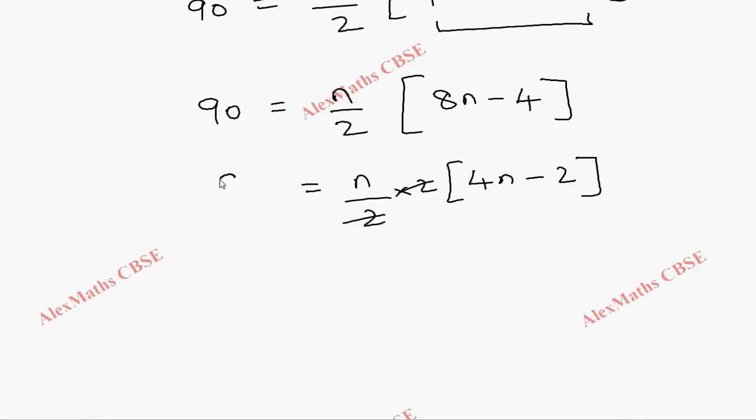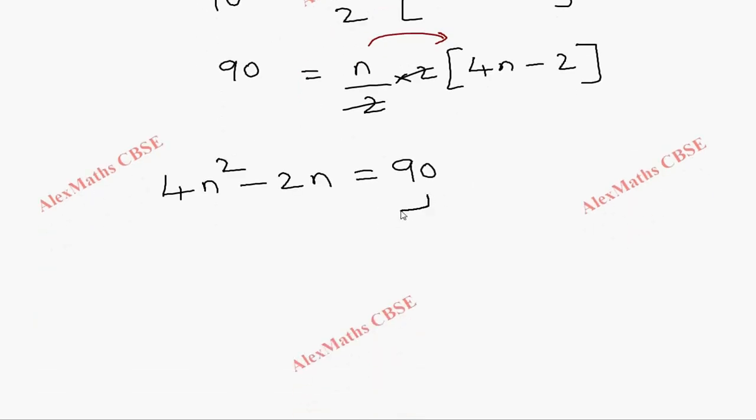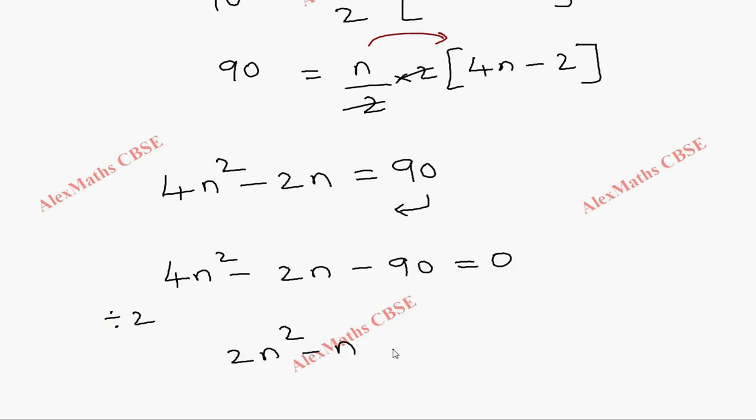Now finally this is 90 on the other side. We are going to multiply this n inside with both the terms. So 4n square minus 2n equal to 90. And we have written left hand side and right hand side by interchanging it. Now this 90 is taken to the other side. So 4n square minus 2n minus 90 equal to 0. Every term is divisible by 2. So it is 2n square minus n minus 45 equal to 0.